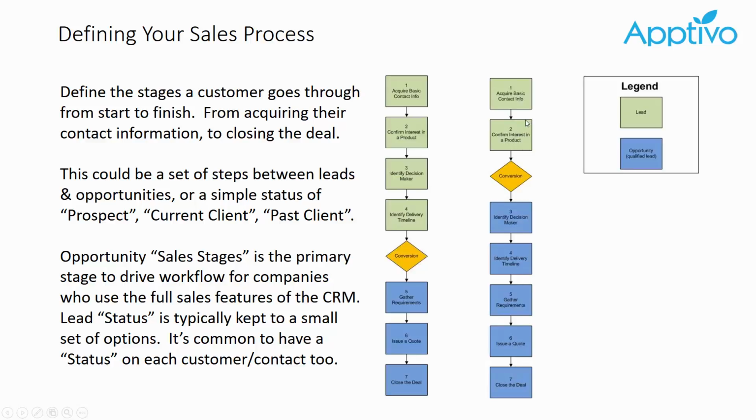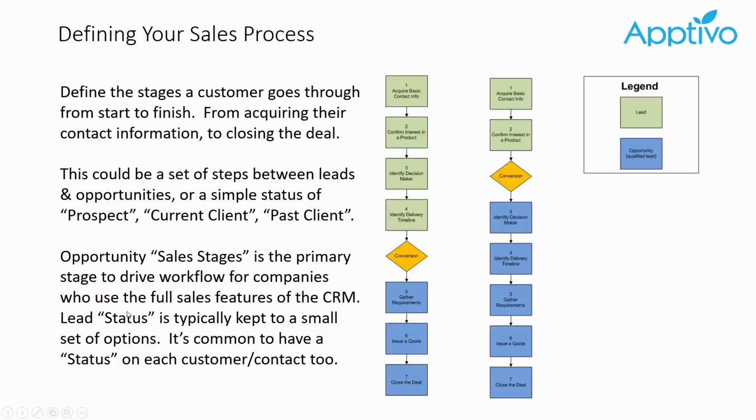Maybe you just want to know whether they're a current prospect, whether they're a current client or a past client. So what you could do is on the contact and customer, we can simply add a status field and we can track what status they're in there. Or you use the sales applications, and there are 2 fields in these apps. In opportunities, the key field of all of this workflow is called the opportunity sales stage. And then in the leads app, it's called the status.